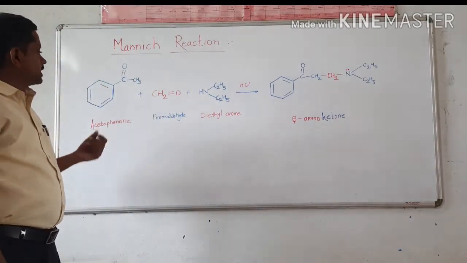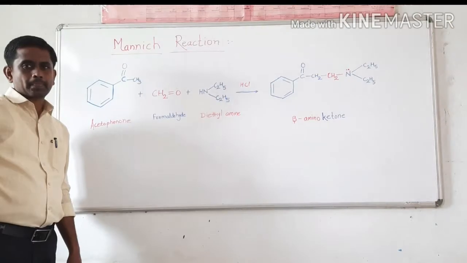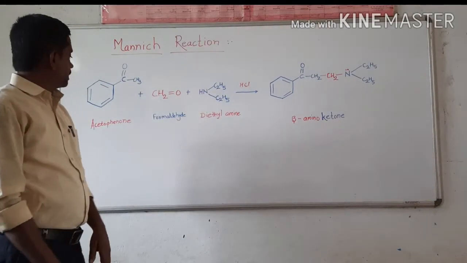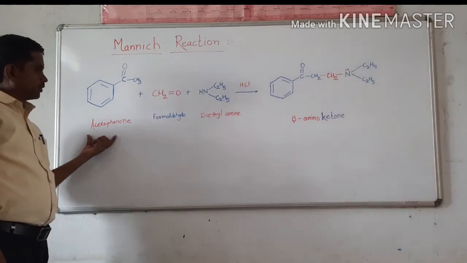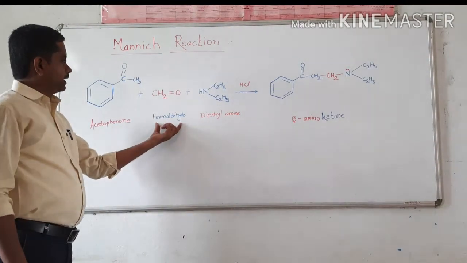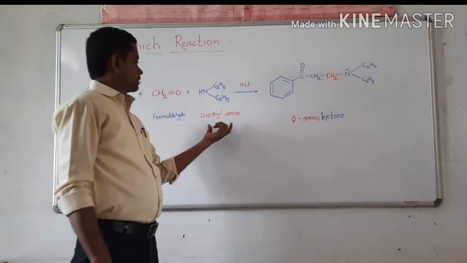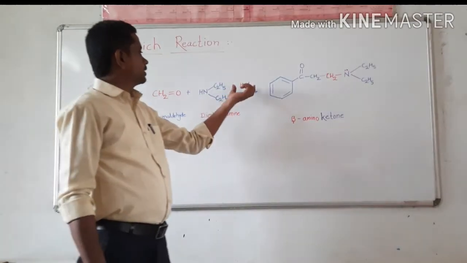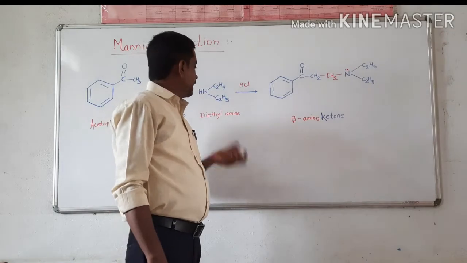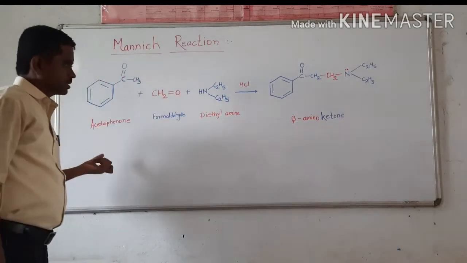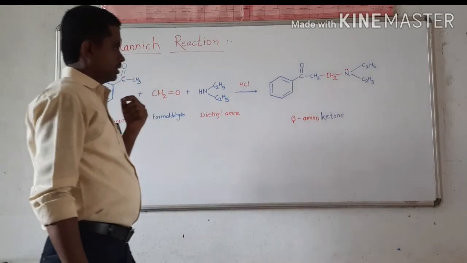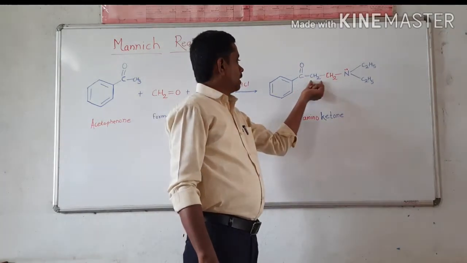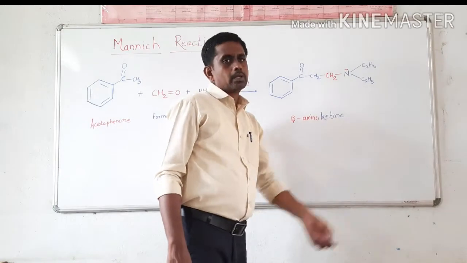This is the condensation reaction called the Mannich reaction. Here acetophenone, formaldehyde and secondary amine, that is diethyl amine as its hydrochloride, react or condense with each other to give a beta amino ketone.